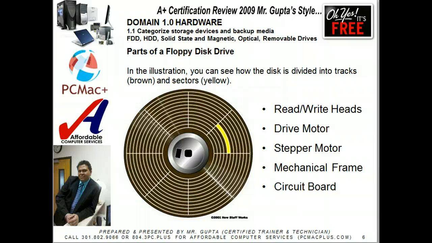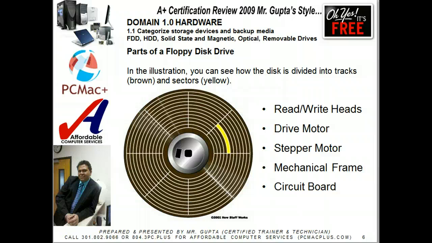During the formatting process, tracks and sectors to hold the data are written to the blank surface. There are 80 tracks or circles on the top of the disk and 80 more tracks on the bottom. The tracks are numbered 0 through 79. Each track has 18 sectors, numbered 1 through 18, for a total of 1,440 sectors on each side.